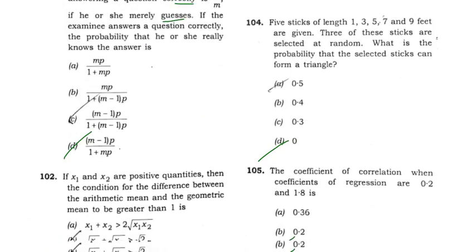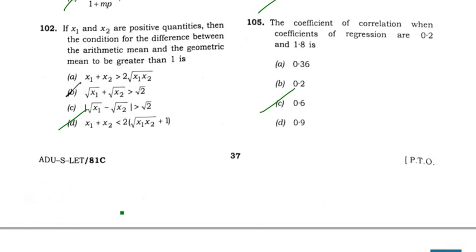Next question: if x1 and x2 are positive quantities, then the condition for the difference between the arithmetic mean and geometric mean to be greater than 1 is. So that option is x1 plus x2 less than 2 and 1 over x1 x2 plus 1. So D option is right.